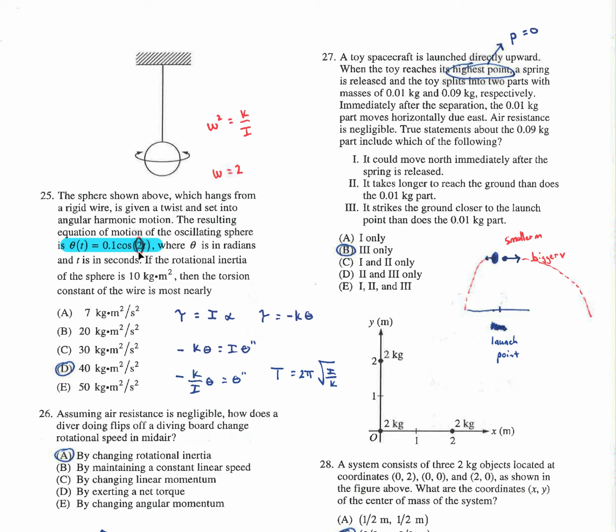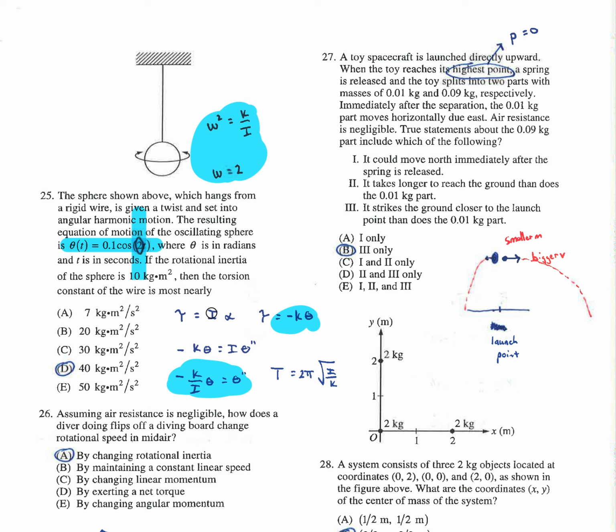Now you have to know that that number right there, that little 2, is omega. And then if you look at the torsion equation, torque equals I alpha, the torque is negative K theta, right? The torque is opposite proportional to the amount you've twisted the kid on the swing. So in a torsion equation, omega squared is K over I. If omega squared is K over I, and omega is 2 based on the equation, and I is 10, then I can figure out what K must be. Again, K must be 40.